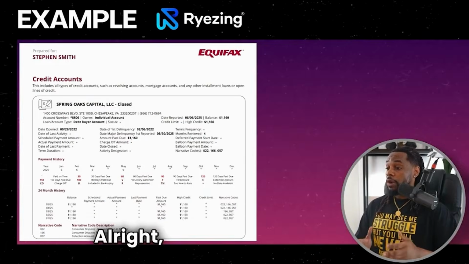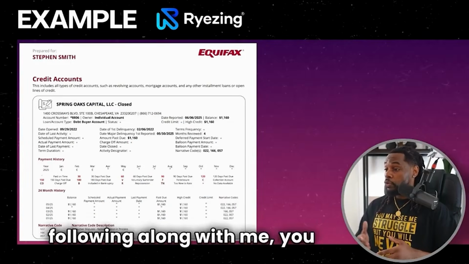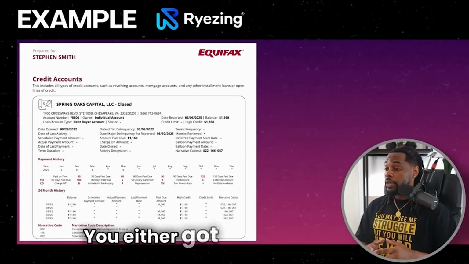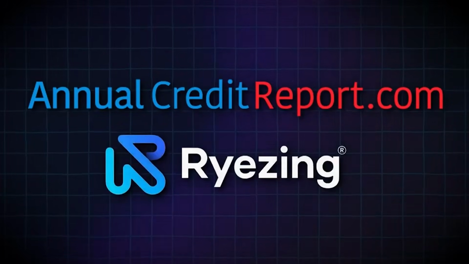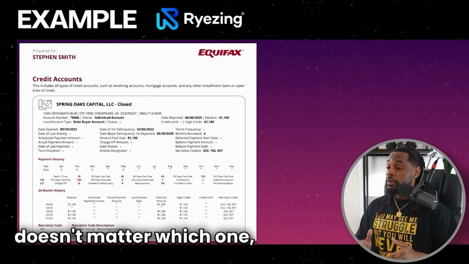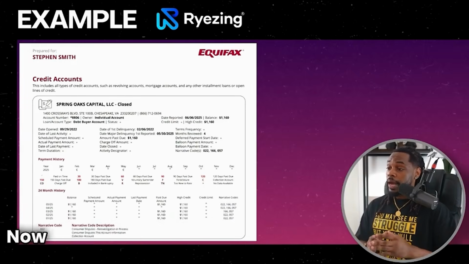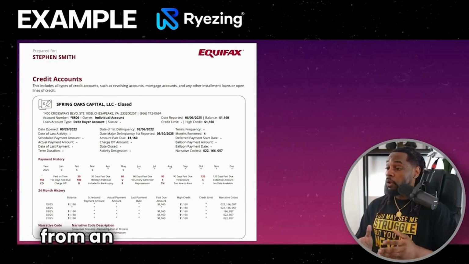All right, so if you're following along with me, you already have your report. You either got it from annualcreditreport.com or you have your report from Ryezing.com. It doesn't matter which one, but make sure that you have one of them. Now I'm going to give you an example from an old report and exactly what you need to look for.